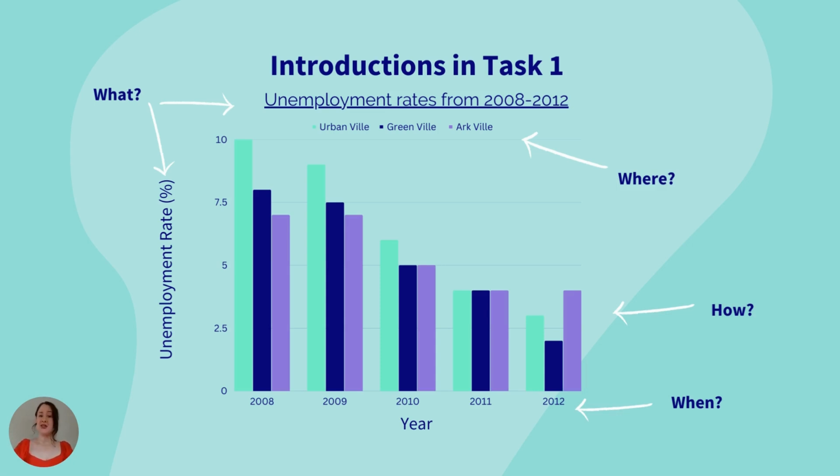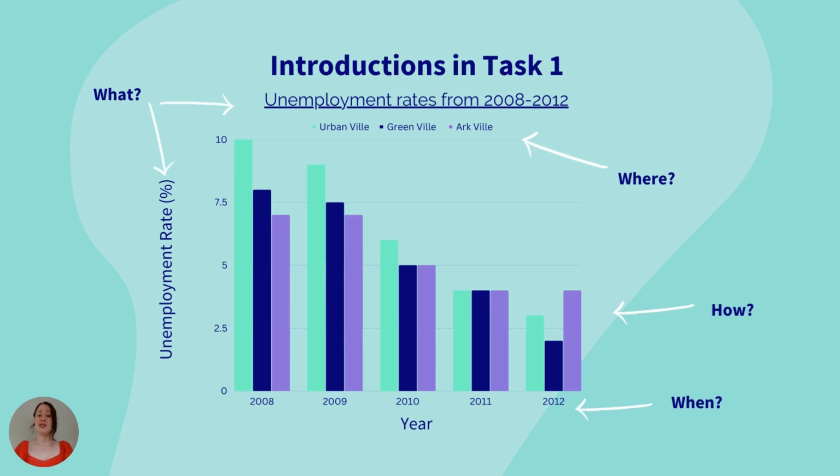Now, we will take a look at how to write an example introduction for Task 1. First, let's take a look at the graph that we are using for this example question. Here you can see a bar graph for a Task 1 question. As I said, it is important to analyse the question and the information given. As we know, in Task 1, you are required to write a descriptive report based on the information provided.